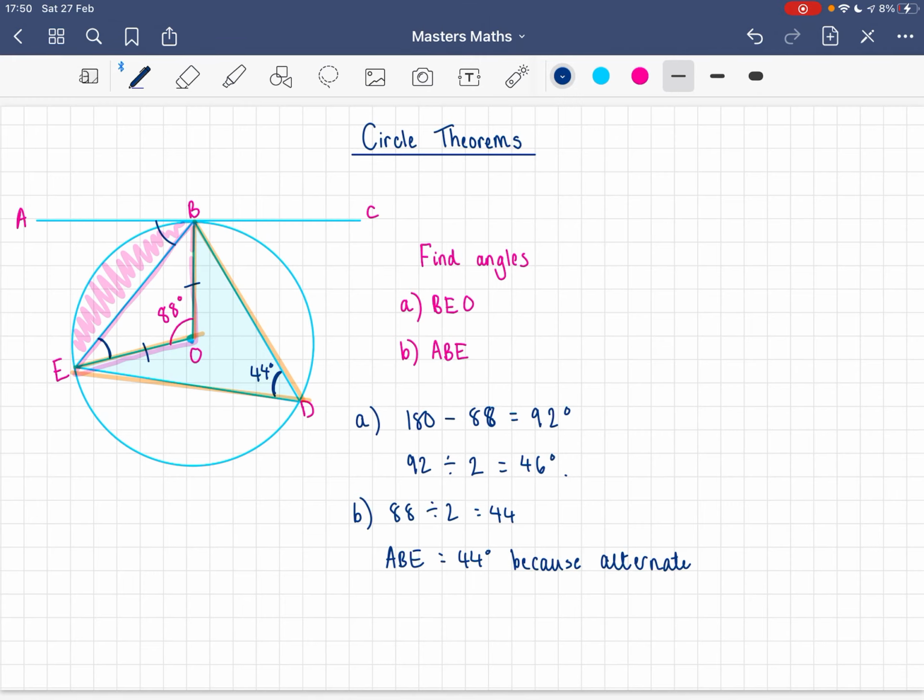I am writing this one down just because there's no work in there. We just need to spot that we have alternate segment theorem happening there. Okay. Like I say, alternate segment theorem is often the most difficult one to spot. So that's the one we'll look at the most and will come up most in an exam question.